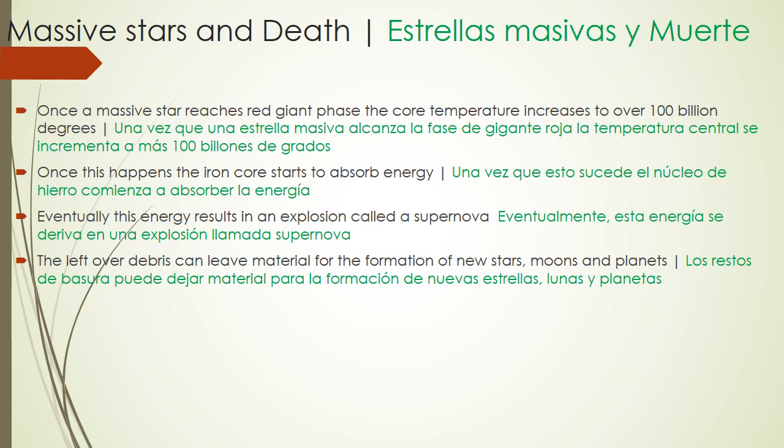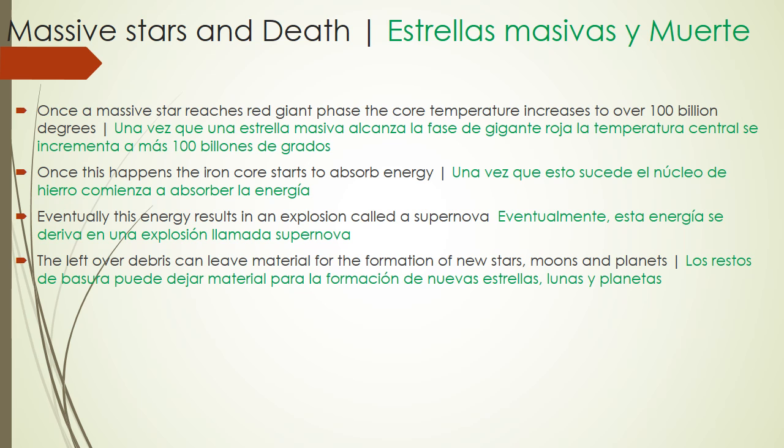Massive stars die as well, and these massive stars die in very extraordinary fashions. Once a massive star reaches its red giant phase, the core temperature can increase to over 100 billion degrees. That's a number that's just beyond comprehension in most cases. Once this happens, it starts to actually absorb energy. The center starts to absorb energy, kind of like a sponge, sucking in everything. It's sucking everything in because it's trying really, really hard to keep itself alive and going. As it sucks energy in, though, it gets tighter and tighter and tighter, and eventually it kind of explodes.